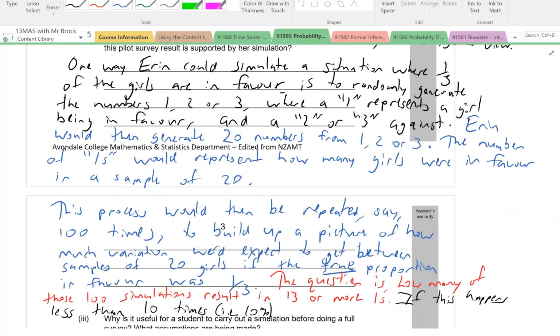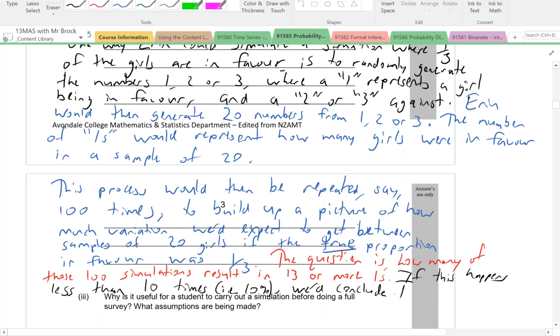So if this happens less than 10 times, i.e. less than 10%, then we would say that Erin's model of 1/3 is probably too low, because it wouldn't be believable to get 13, as many as 13, if the true proportion was as low as 1/3. So if this happens less than 10 times, we conclude that Erin's model estimate of 1 in 3 being in favour is too low.